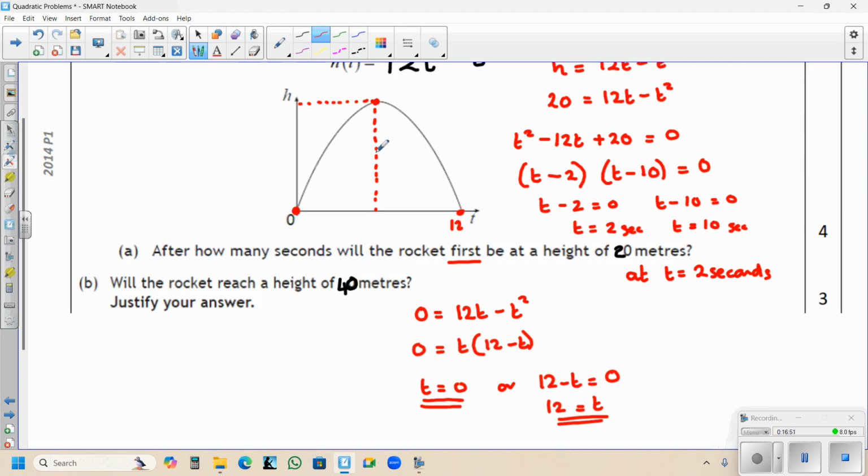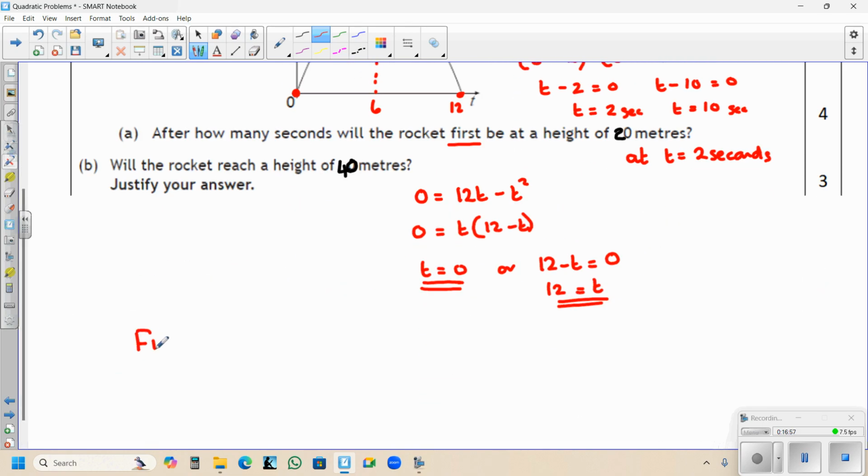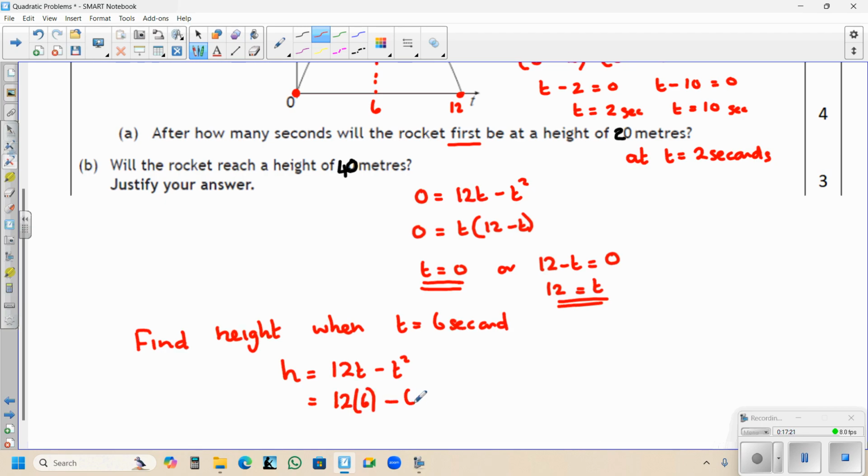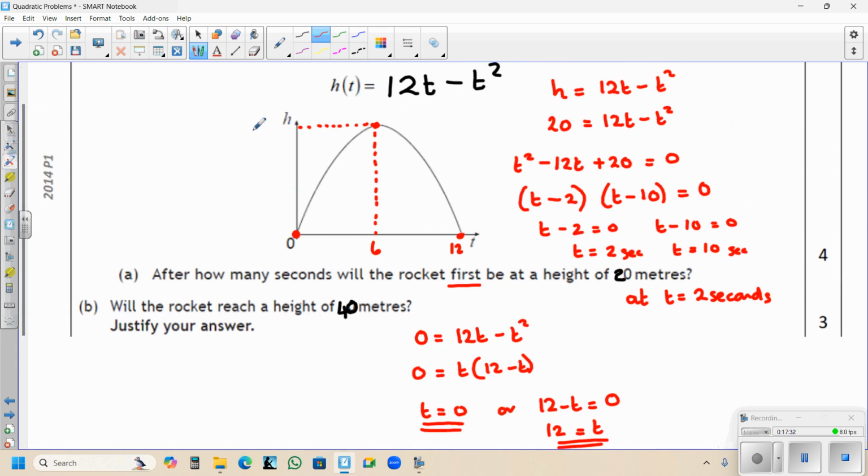Now I want to find the maximum height. Halfway between 0 and 12 is 6. So I want to find the height. So I'm going to write this down. So I want to find the height when the time is equal to 6 seconds, because that's where the maximum turning point will be. So height is equal to 12t minus t squared. T is 6, so 12 times 6 minus 6 squared. That's equal to 72 minus 36, which is equal to 36 metres. So the maximum height that this rocket reaches is 36 metres.